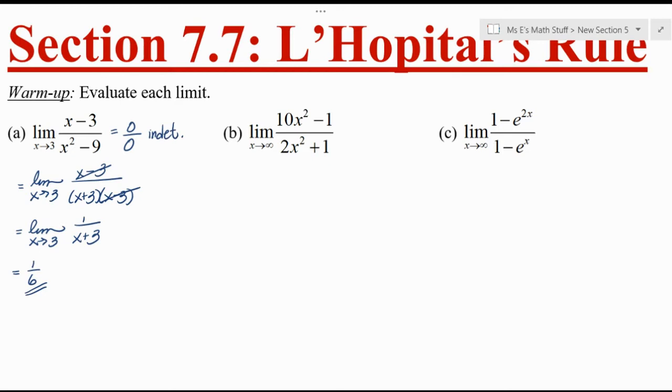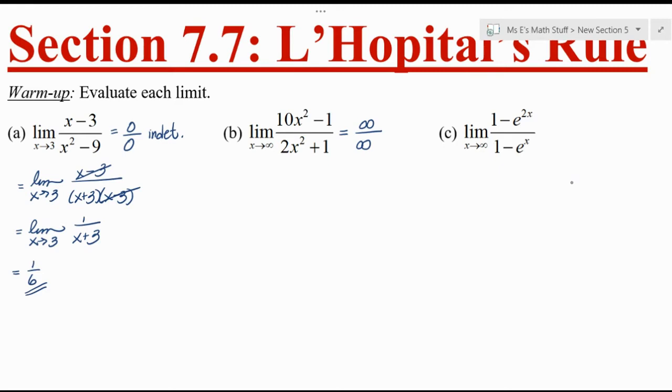Okay, now let's go ahead and see what happens with part B. First, by very grossly using direct substitution, as if infinity is a number, right? Anyway, so let's say you have infinity squared times 10 minus 1. You'd have infinity. And on the bottom, infinity squared times 2 plus 1 is also infinity. And what's infinity divided by infinity? Nobody knows, because it depends on how fast you're approaching infinity.